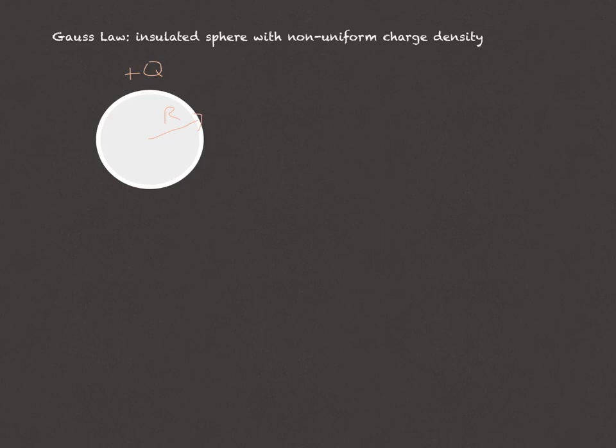Here I have an insulated sphere with non-uniform charge density. Since it's insulated, wherever we put a charge is where the charge is going to stay. It's not going to flow. So if we pack charges closer to the center and spread them out further as we move away from the center, that's what it means to have a non-uniform charge density.